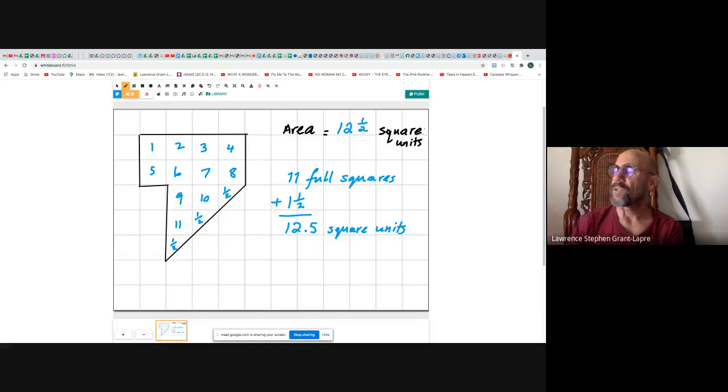12.5 square units. So for area, you simply have to count inside the boundary lines how many small squares are inside those boundary lines. So that has an area of 12.5. We'll do one more. We'll do a very simple one.